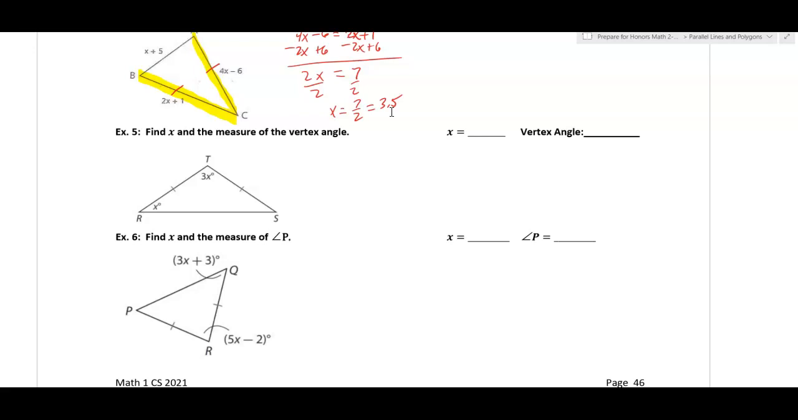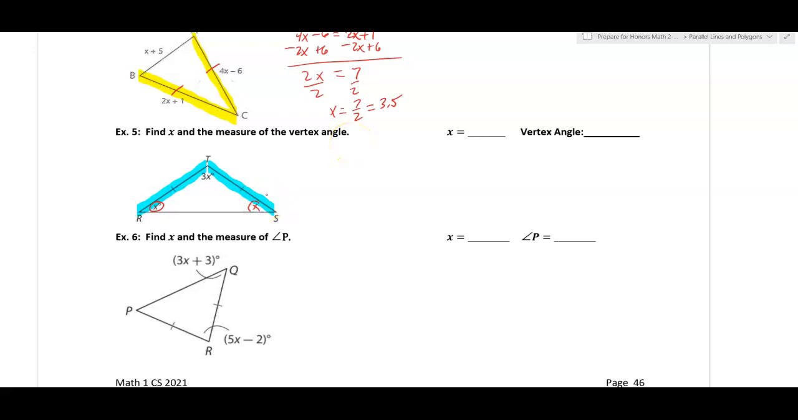All right. So, next, if I look at this, this tells me that these legs are congruent. And if those are congruent, if this is x, I know this is x too. So it's saying find x and the measure of the vertex angle.